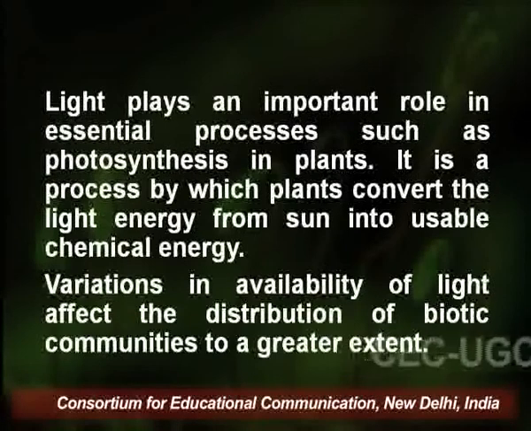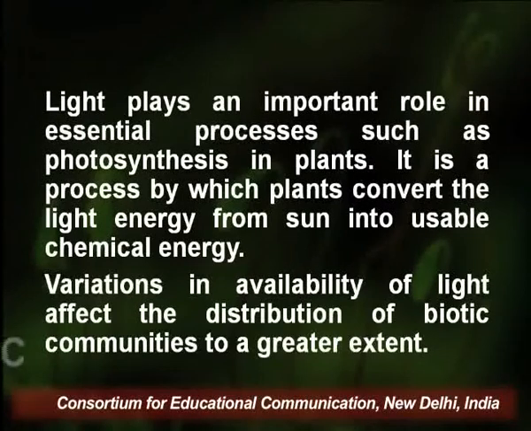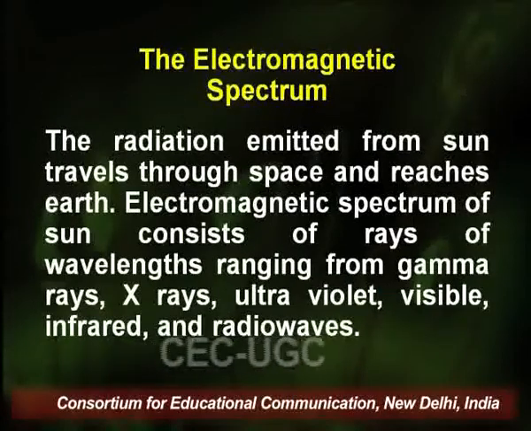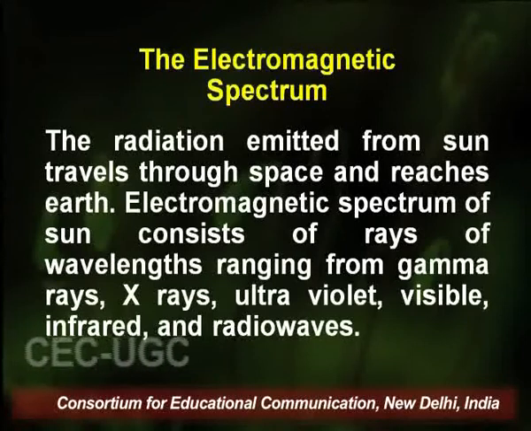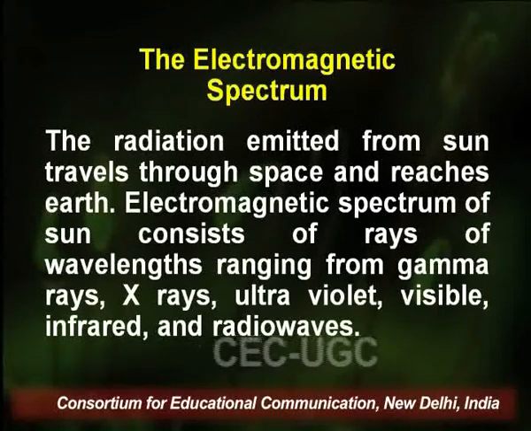Light plays an important role in essential processes such as photosynthesis in plants. It is the process by which plants convert the light energy from the sun into usable chemical energy. The variations in availability of light affects the distribution of biotic communities to quite an extent. Now, let us discuss the electromagnetic spectrum before we could understand light and its importance to plants in detail. So, what is electromagnetic spectrum?